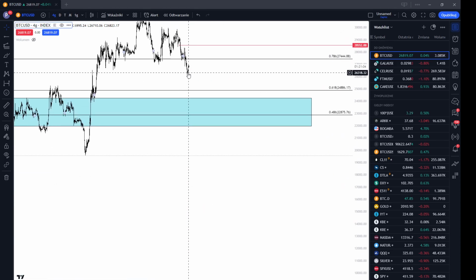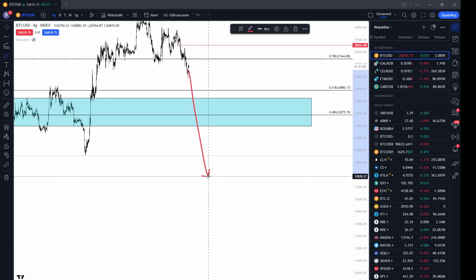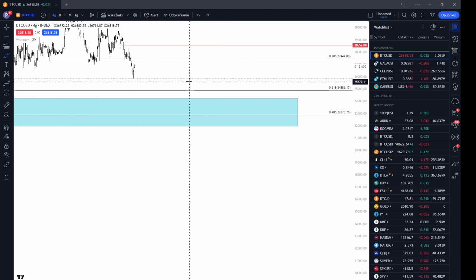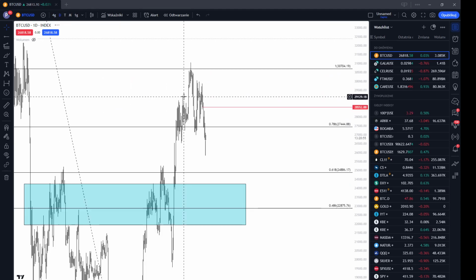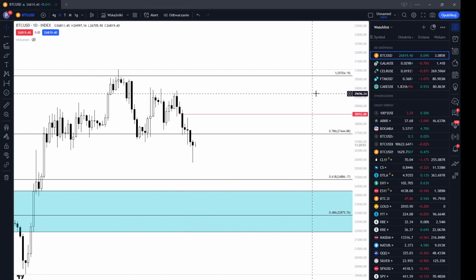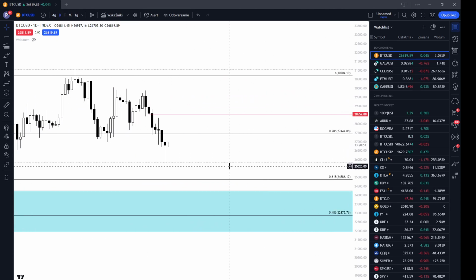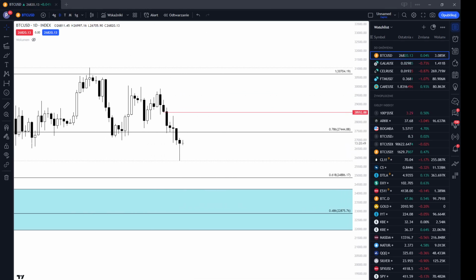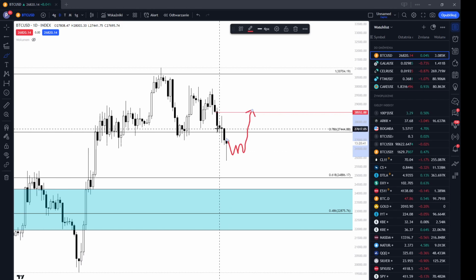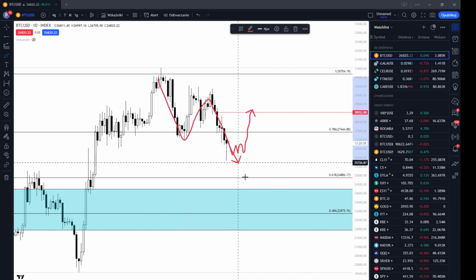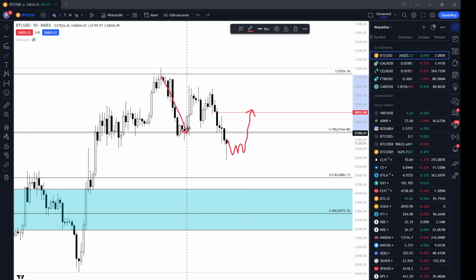So for example, where's my brush? If we don't get a straight dump from here, what I'm looking out for is this level on the daily, which is 28,552, right? So if the price makes a little bit of a bottom here, then comes back to this level, right? And this doesn't make any sense as an impulse down. It's just a corrective pattern.